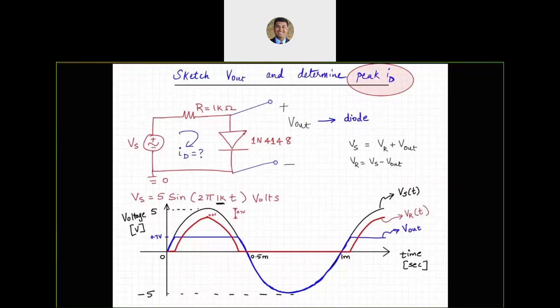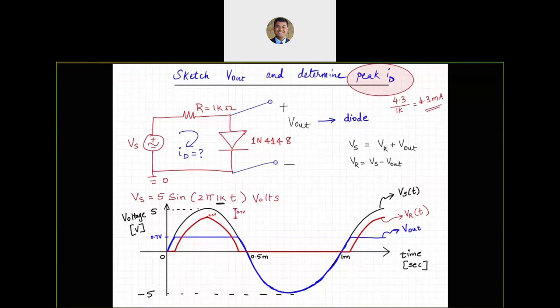As you can see, the peak voltage across the resistor is going to be 4.3 volts right there, which means the peak current through the resistor, which is also the peak current through the diode, is going to be 4.3 divided by the 1 kilo ohm resistor, so that's going to be 4.3 milliamps. Question is, will the voltage across the diode ever be anything other than 0.7? Well, it can be lower, right? So it can be 0.6, 0.5 and all that. In fact, it can go negative as well.